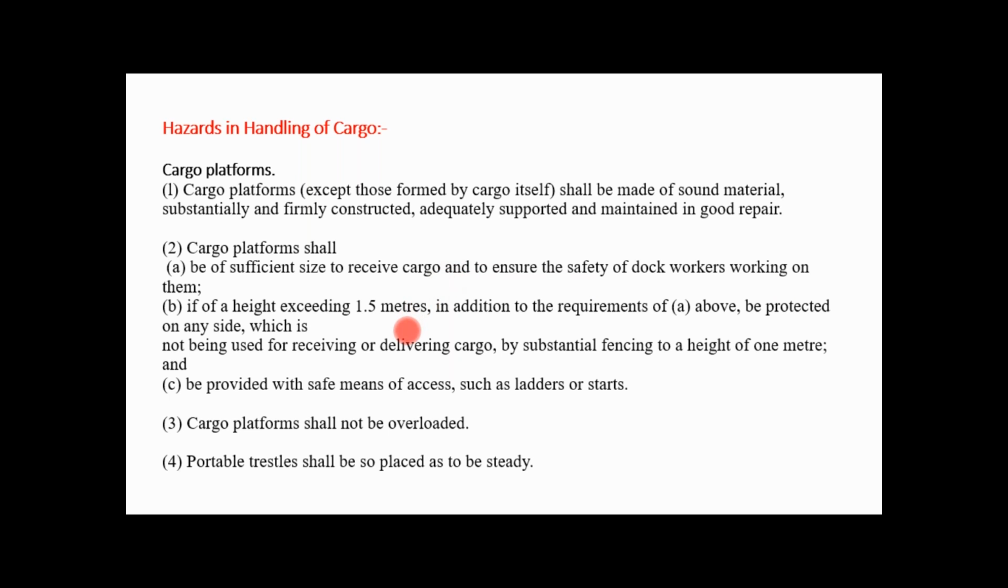If of a height exceeding 1.5 meters, in addition to the above requirements, it shall be protected on any side which is not being used for receiving or delivering cargo by substantial fencing to a height of 1 meter, and be provided with safe means of access such as ladders or stairs. A cargo platform shall not be overloaded, and portable trestles shall be placed so as to be sturdy. So the cargo platform should have sufficient height, sufficient strength, and be provided with ladders, access, etc. This is related to the cargo platform.